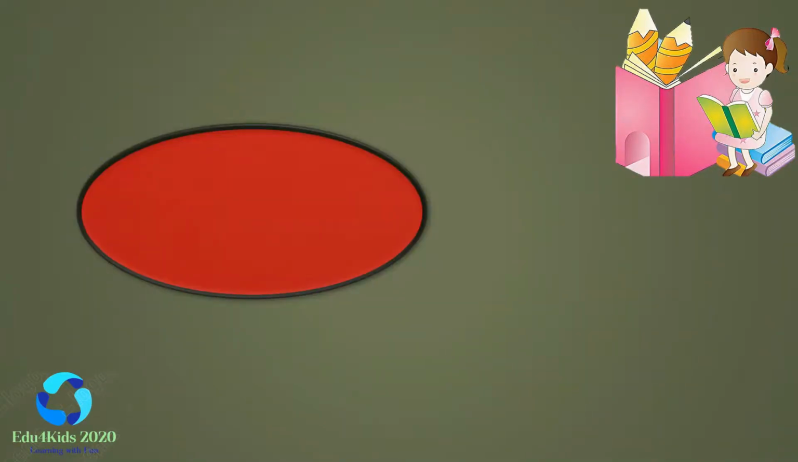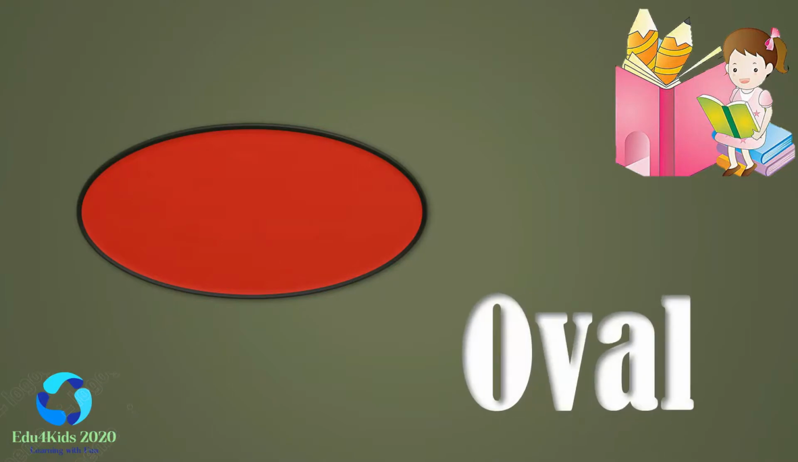This shape is called oval. So oval is in rounded shape but slightly elongated. This is slightly elongated in that manner. This can also be like this, slightly elongated in that way. So this shape is called oval. So let's move to the next shape.